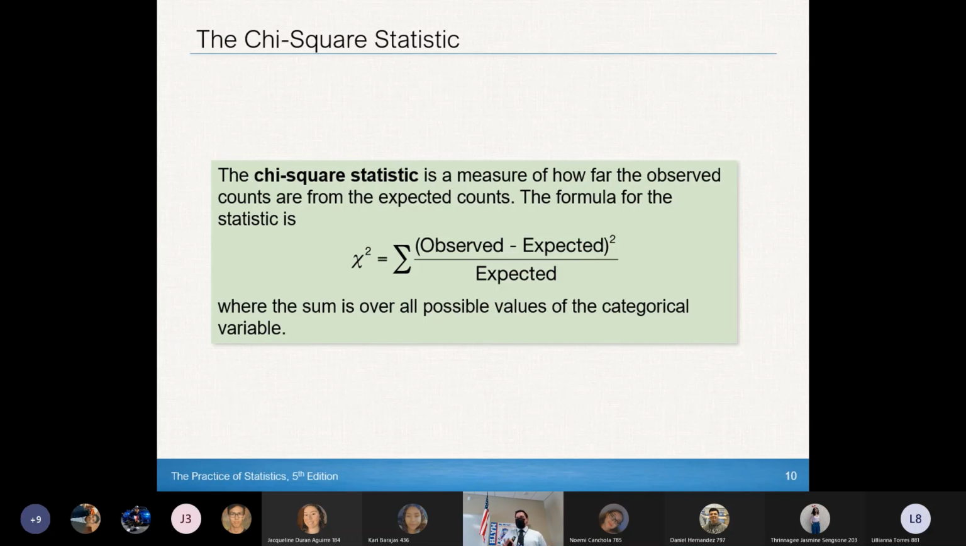Essentially, we can think of this as the standard deviation for our categorical data. When we're dealing with standard deviations and quantitative data, the standard deviation tells us how far away we are from the mean or expected value. The chi-squared statistic serves the same purpose, except now we get to use it with categorical data, because we cannot calculate a standard deviation with this, where the sum is over all possible values of the categorical variable. All possible counts, essentially. So this is our how-far-away-are-we-from-what-we-expect statistic.